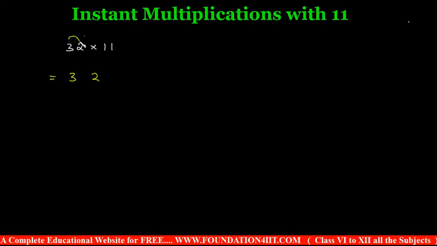Add these two numbers. 3 plus 2 is 5. Just keep it in the middle. That's it. So 352 is the product of 32 into 11. Any doubt? Just check with the normal multiplication. Same, right?